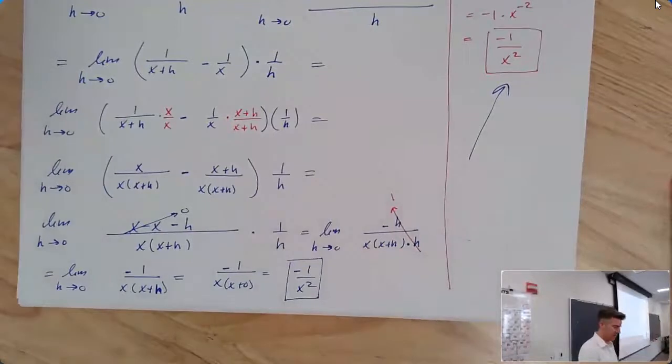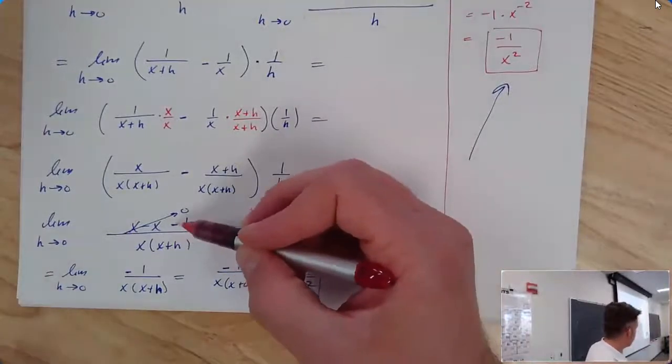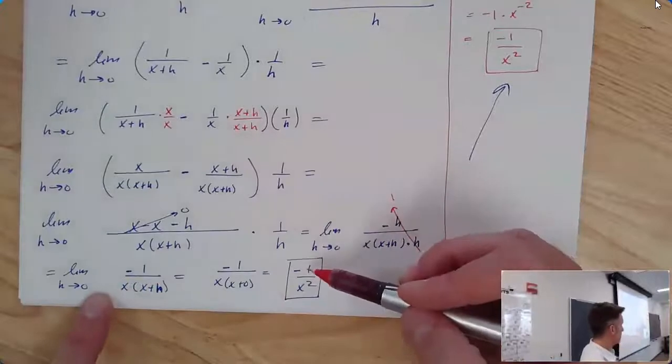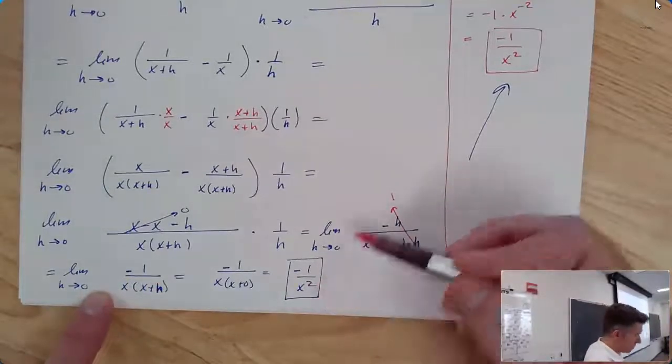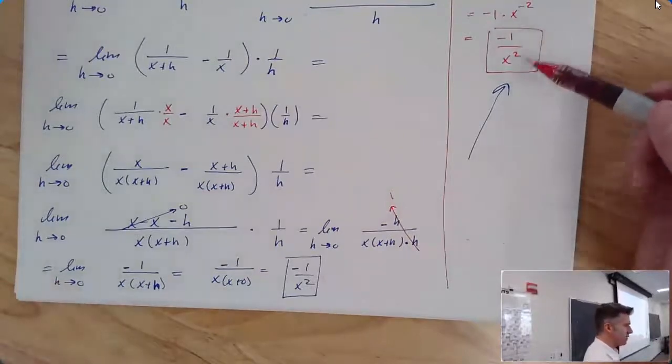Here's what I want to say about this. If we had made an error, right? If this had actually accidentally been a plus h here, we would have gotten a +1 on top here. We would have gotten a +1 over x squared. That's where having done this really kind of pays off. We're like, oh, we know the answer should actually be -1 over x squared.